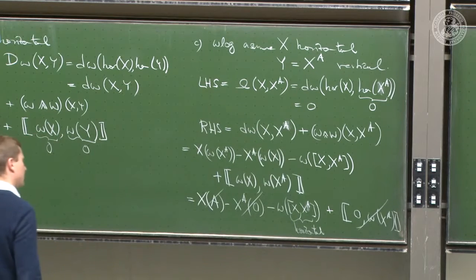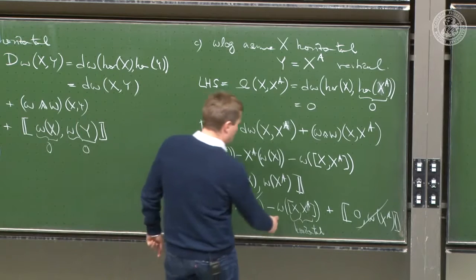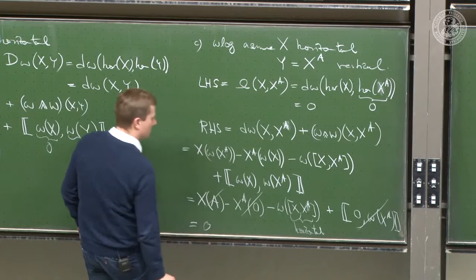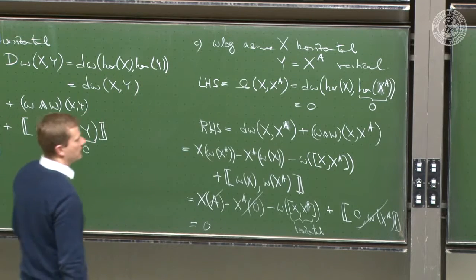Maybe put a little exercise like that on the problem sheet. And so it's annihilated by the omega. And so in total, you get 0. And the whole thing is proven.